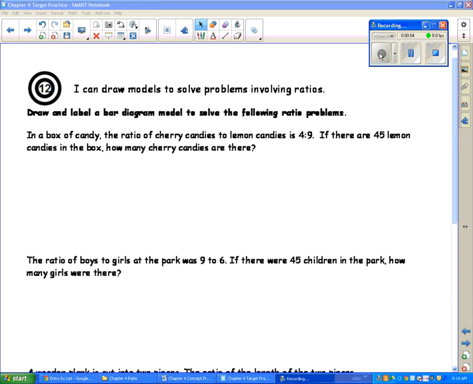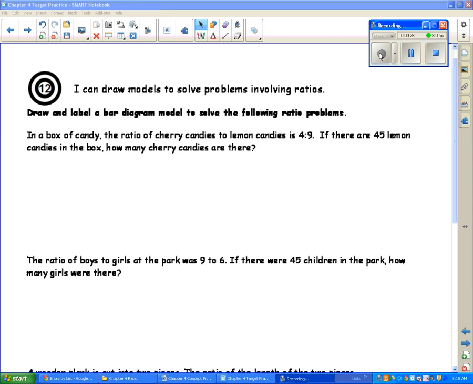All right, I'm going to try and do an example of each of the 4 types of problems that students are having the most difficulty with. So I'm going to start with the first problem on page 12 of the learning target practice sheets. This is drawing models to solve problems involving ratios.